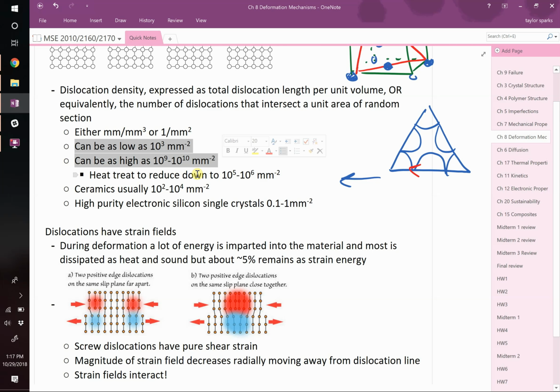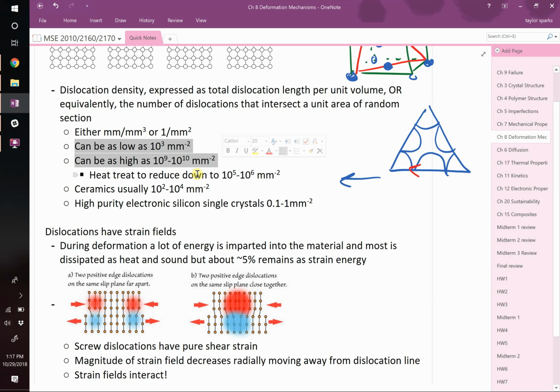Ceramics can be lower. Ceramics tend to be more ordered than metals because you've got the 2 different cations and anions. They order because of the electrostatic interaction there. But they are still something like, on the order of 1,000-ish. Is their dislocation density. So that's dislocation density, right?